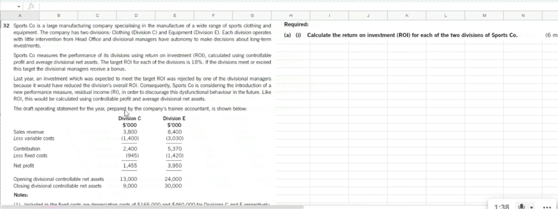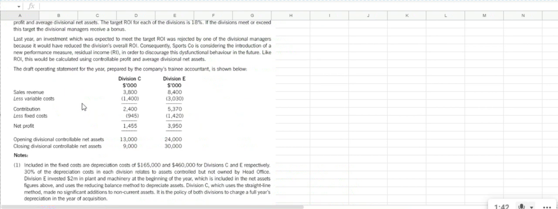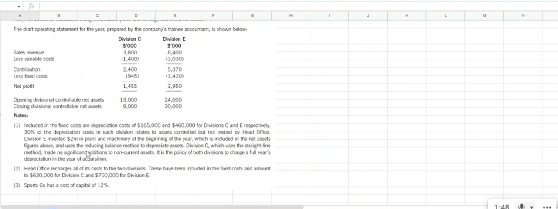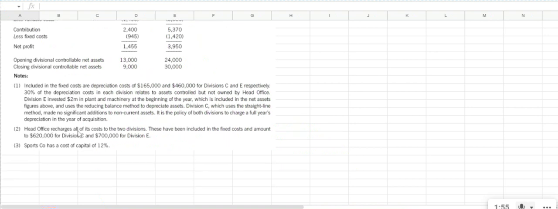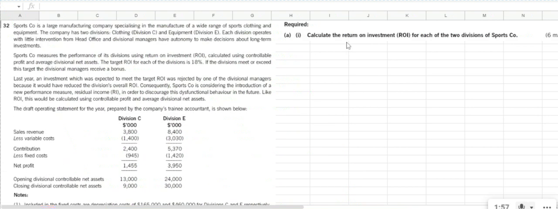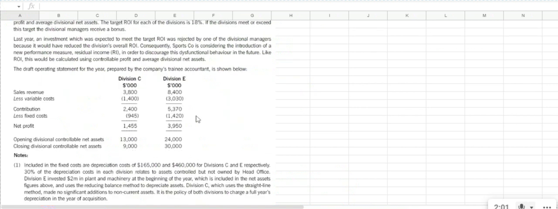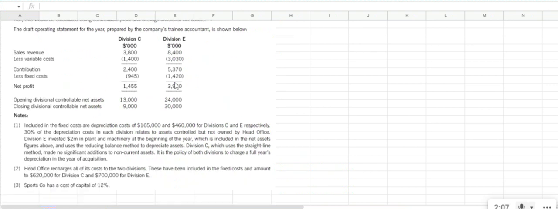The draft operating statements for the year prepared by the company trainee accountant is shown below. So this is revenue, variable cost, contribution, fixed cost, profit, and they've given the opening net assets and the closing net assets. Apart from this, there are two notes that are also given, and we'll look at them a little bit later. And the requirement is to calculate the return on investment for each of the two divisions of Sportsco. So we need to calculate the return on investment for division C and return on investment for division E.